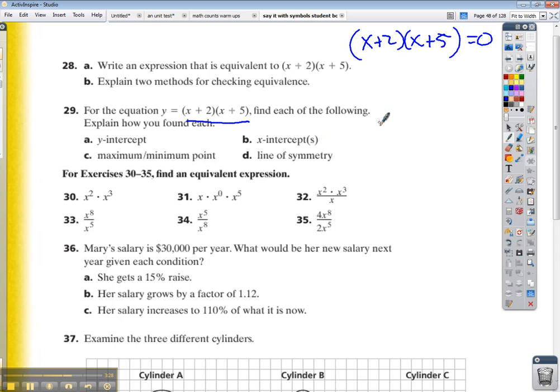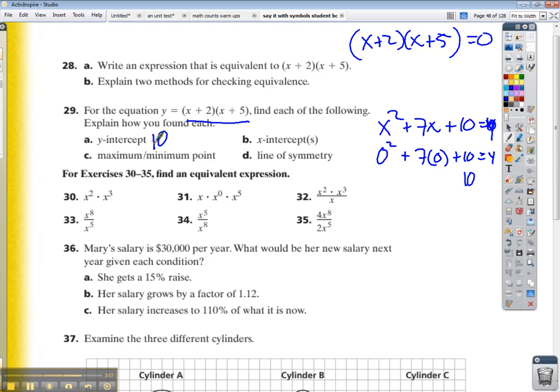Our expanded form equation, we're going to use that for the y-intercept. So the y-intercept is when x is equal to 0. If x is equal to 0, we'd have 0 squared plus 7 times 0 plus 10. So therefore, I'm going to keep this as y. Therefore, y would be equal to 10. So my y-intercept is 10.